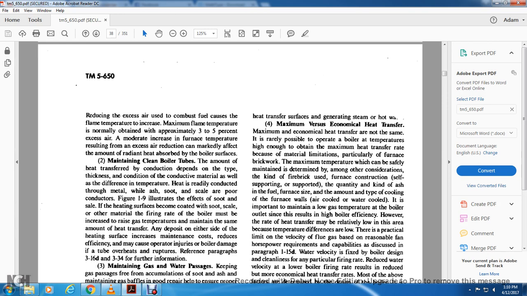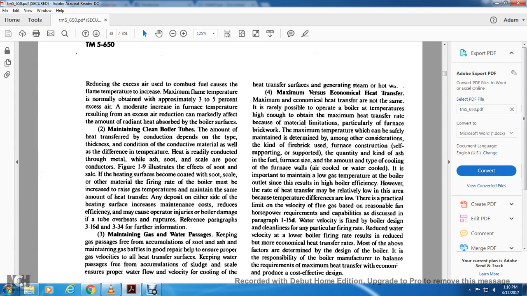It is important to maintain low gas temperatures at the boiler outlet because of the resulting higher boiler efficiency. However, the rate of heat transfer may be relatively low in that area because the temperature difference is low. The practical limit of the velocity of gas flow is based on fan horsepower requirements and capabilities, discussed in paragraph 115. D. Water velocity is fixed in boiler design. For any particular firing rate, reduced water velocity lowers the boiling rate, resulting in reduced, more economical heat transfer rates.